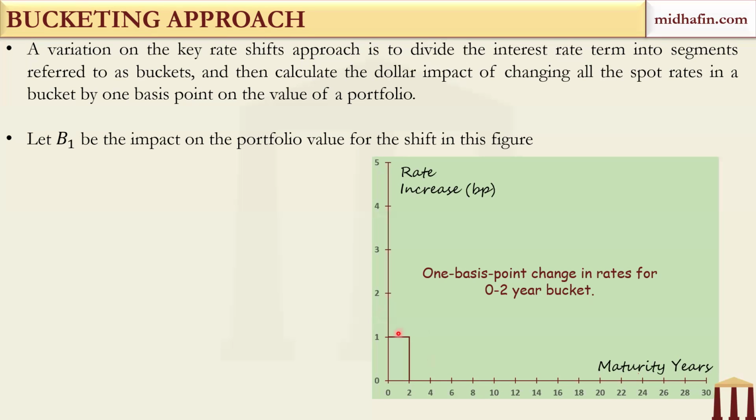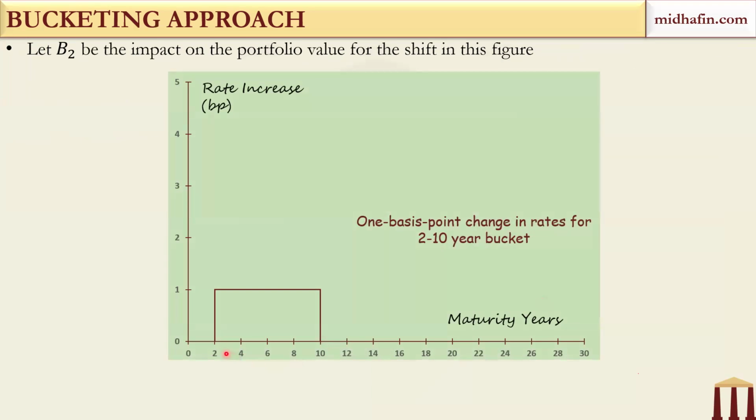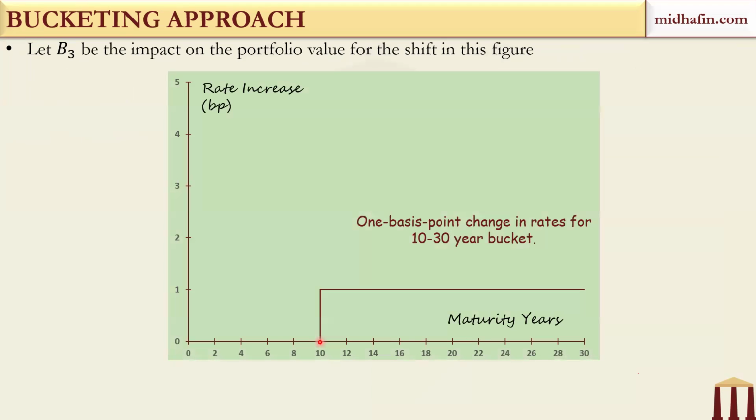As said, in this bucket I have all the rates which are between 0 to 2 years. Second bucket B2 has all the interest rates between 2 years to 10 years. And then finally bucket 3, which includes all the interest rates from 10 years onwards, or 10 years to 30 years. That's my buckets, 3 buckets.